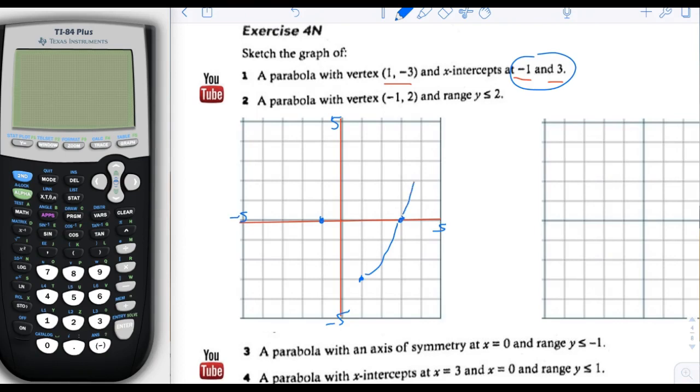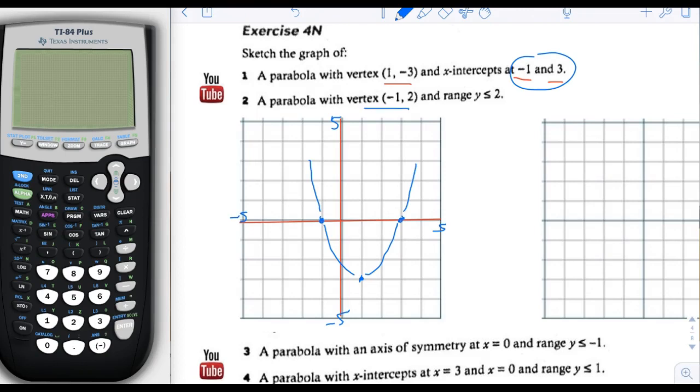Since I only have these 3 points, the rest of the points aren't going to be super exact unless I figure out what the equation is and graph it in the calculator. But it didn't ask us to do that, so we're not going to do that right now. Okay, so it will look kind of like that. We know it goes up because the vertex was below the x-axis. Since the vertex was below the x-axis, it needs to open up.